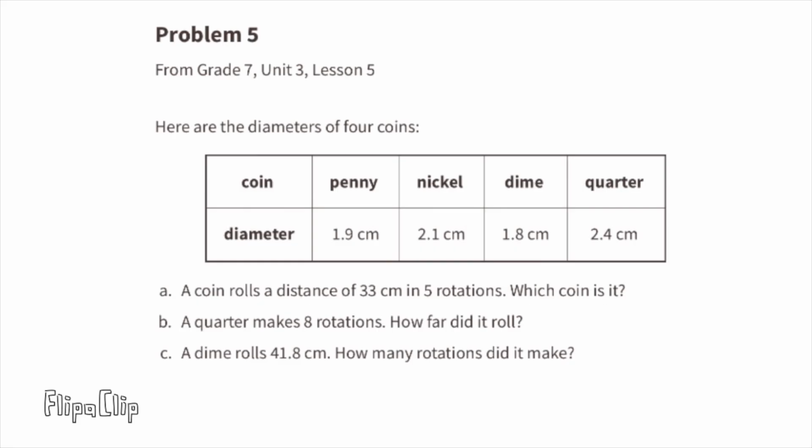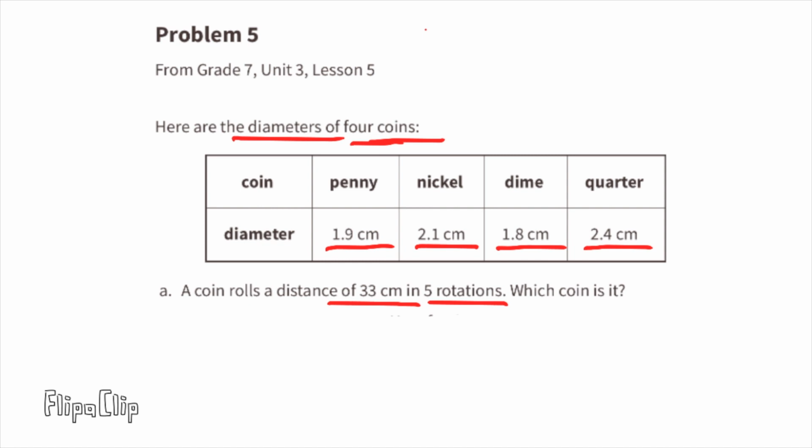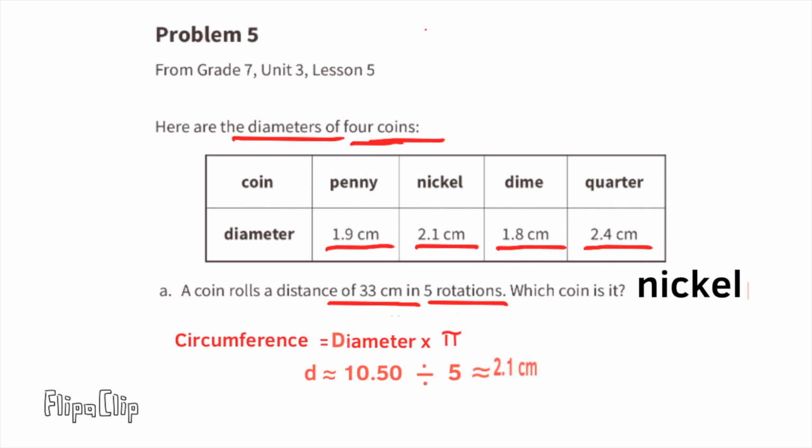Problem number 5 from 7th grade Unit 3 Lesson 5. Here are the diameters of 4 coins. A coin rolls a distance of 33 centimeters in 5 rotations. Which coin is it? That means it rolled its circumference 5 times and traveled 33 centimeters. The circumference is diameter times pi. 33 centimeters equals diameter times pi. Divide both sides by pi and you have the diameter equals 10.5. Divide that by 5 for the 5 rotations and you have a coin with a diameter of 2.1 centimeters, which would be a nickel.